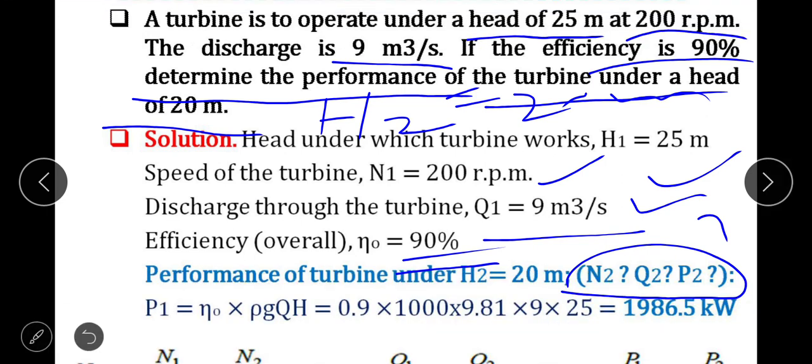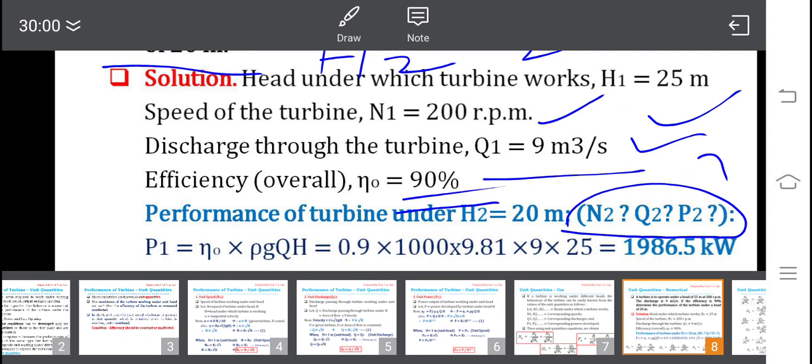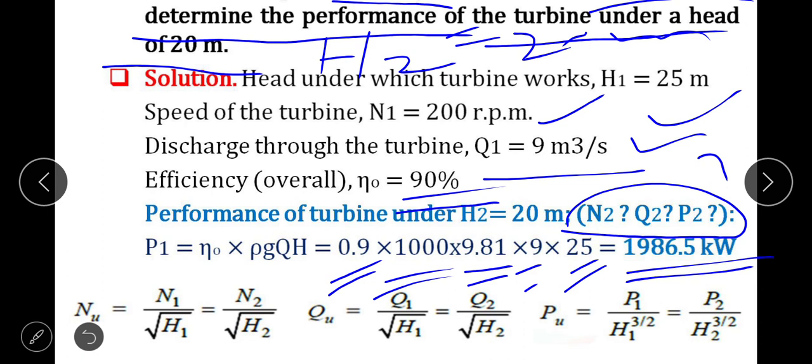P1, we know the equation, is equal to overall efficiency multiplied by rho G QH, so that you can calculate. Rho is taken as 1000 kg per meter cube, G is 9.81 meters per second squared, efficiency is given 90% means 0.9, Q is 9 meter cube per second discharge, H1 head 25 meter. Therefore, the power P1 is equal to, here it should have been H1 Q1, 1986.5 kilowatt.